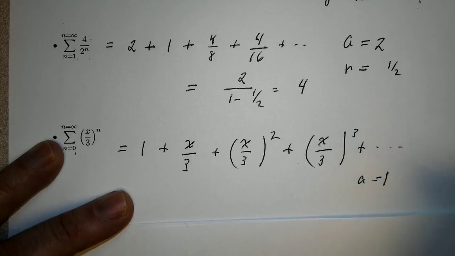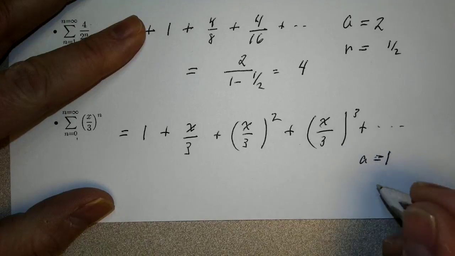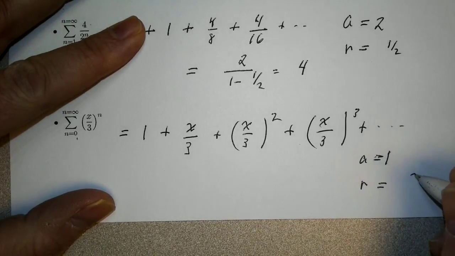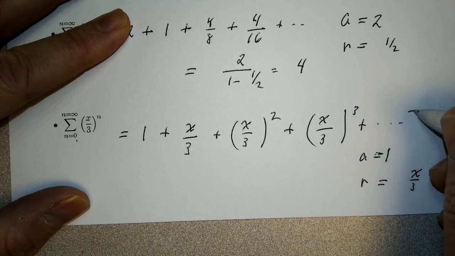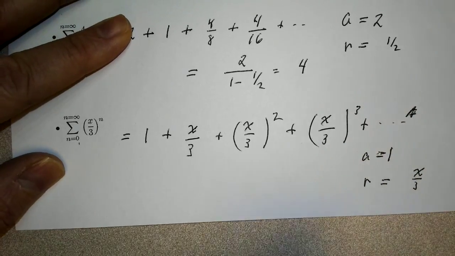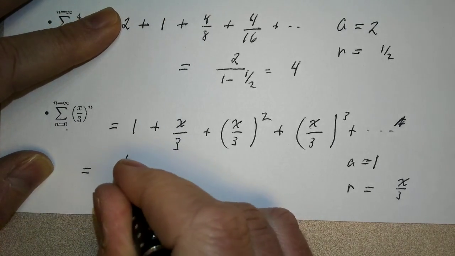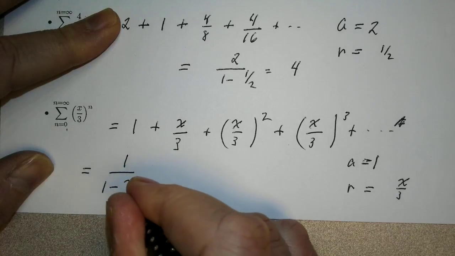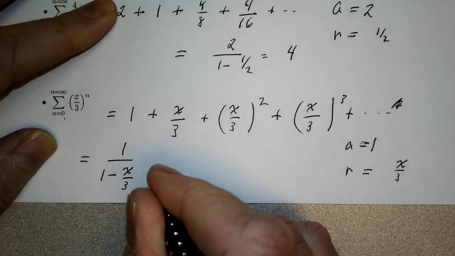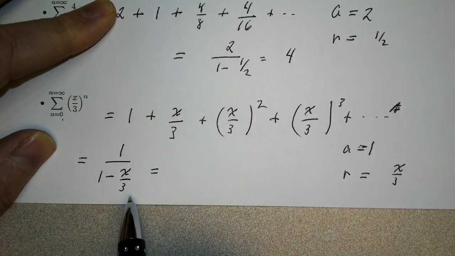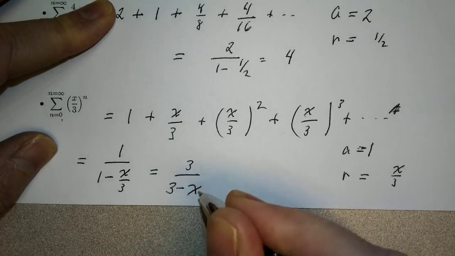So, what's a? It's 1. r in this case is x over 3. So the geometric series formula says that this will add up to be a, which is 1, over 1 minus r. 1 over 1 minus x over 3. And if you multiply everything in the top and the bottom by 3, you get 3 over 3 minus x.